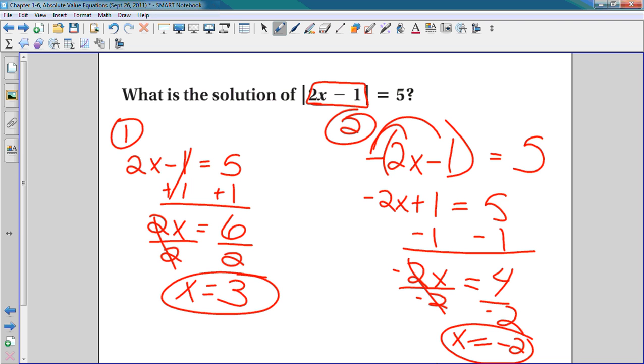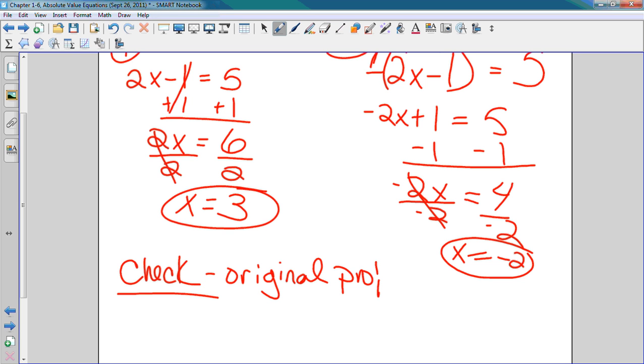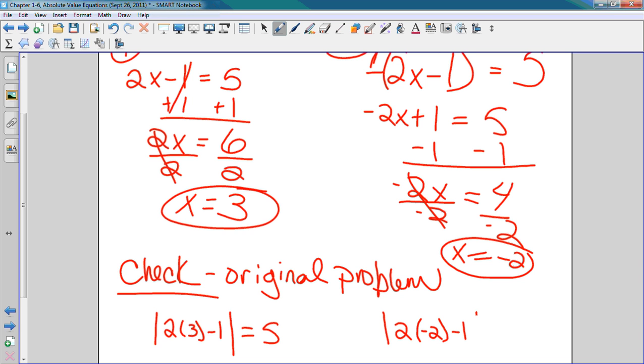So we have the absolute value of 2x minus 1 equals 5. Make sure also, before you check it, you can go back all the way up to the original problem. Okay? So I'm putting in the absolute value of 2 times 3 minus 1 equals 5. Then my other check would be the absolute value of 2 times negative 2 minus 1 equals 5.